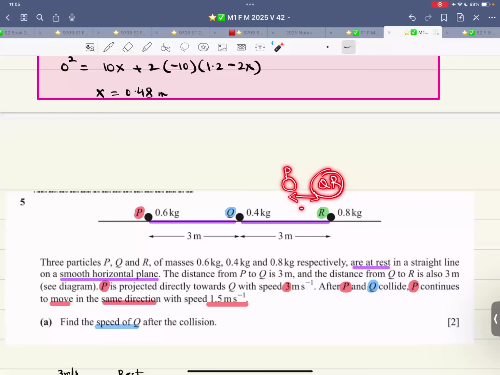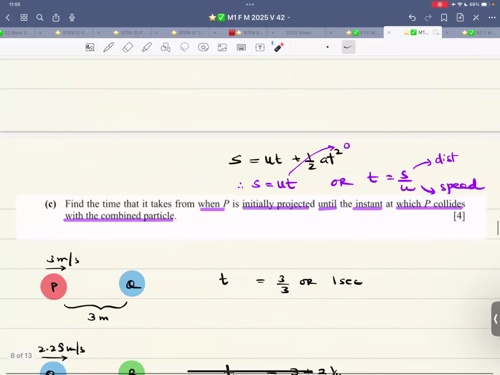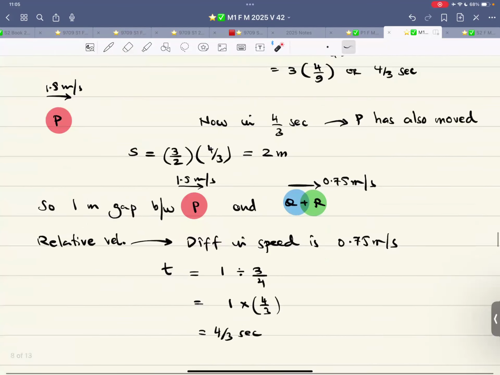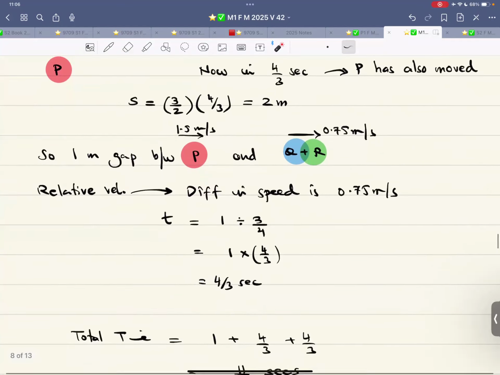And there is a difference of 1 meter apart. Now the real game starts. So now there is a 1 meter gap between P and QR. So now the longer way is: how much further will it be moving till it reaches and collides with that? That is one option.